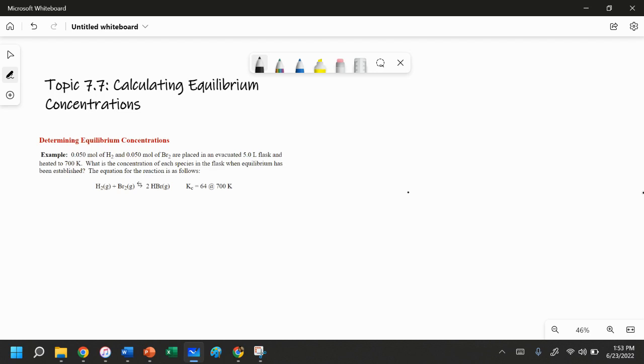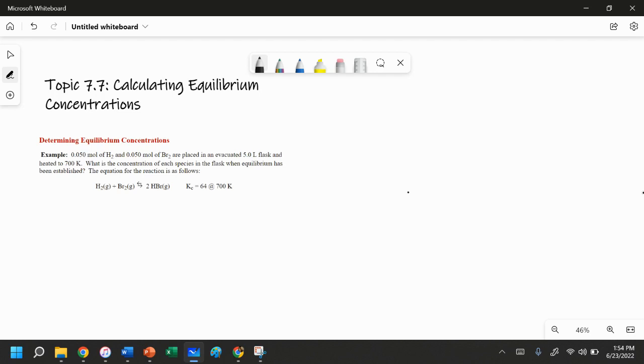So our first example here, we are given initial amounts of reactant, and there's no initial product in this reaction. So we have 0.05 moles of hydrogen reacting with 0.05 moles of bromine, both of which are placed in a 5-liter flask and heated to 700 Kelvin. And we're going to calculate the equilibrium concentration of all our reactants after we lose some of them, and our product after we gain some of it.